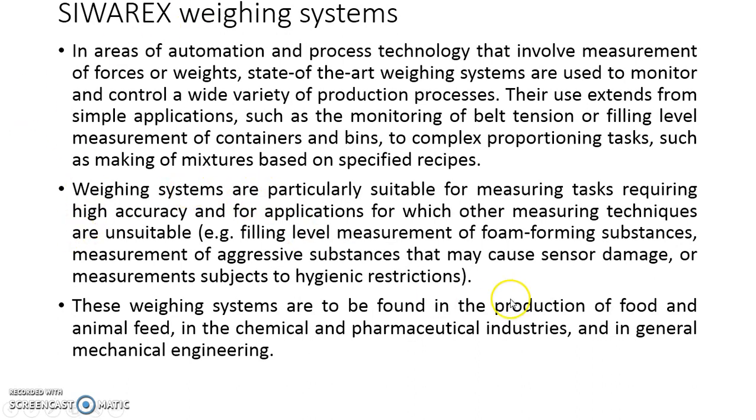Weighing systems are particularly suitable for measuring tasks requiring high accuracy and for applications for which other measuring techniques are unsuitable. These weighing systems are found in the production of food and animal feeds, in the chemical and pharmaceutical industries, and in general mechanical engineering.